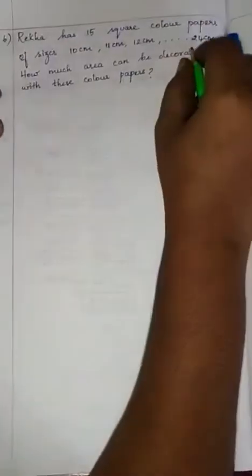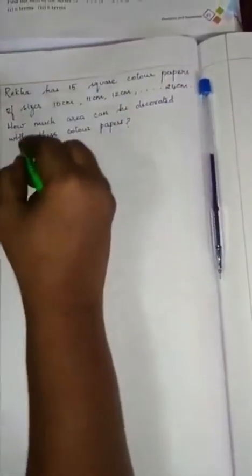Sixth sum is, Rekha has 15 square color papers of sizes 10 cm, 11 cm, 12 cm, goes on still 24 cm. How much area can be decorated with these color papers? So what they have said is, Rekha has how many square color papers? 15 color papers she has. So n value is 15.